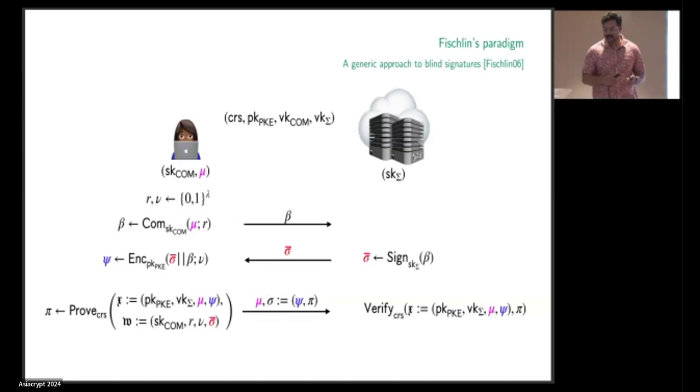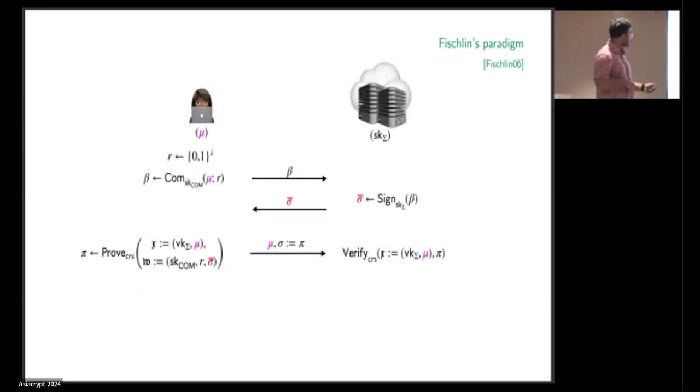To do that, we turn to Fischlin's paradigm, which is a well-known generic construction for interactive blind signatures. And you can ignore the notation here, I'm going to abstract this out.